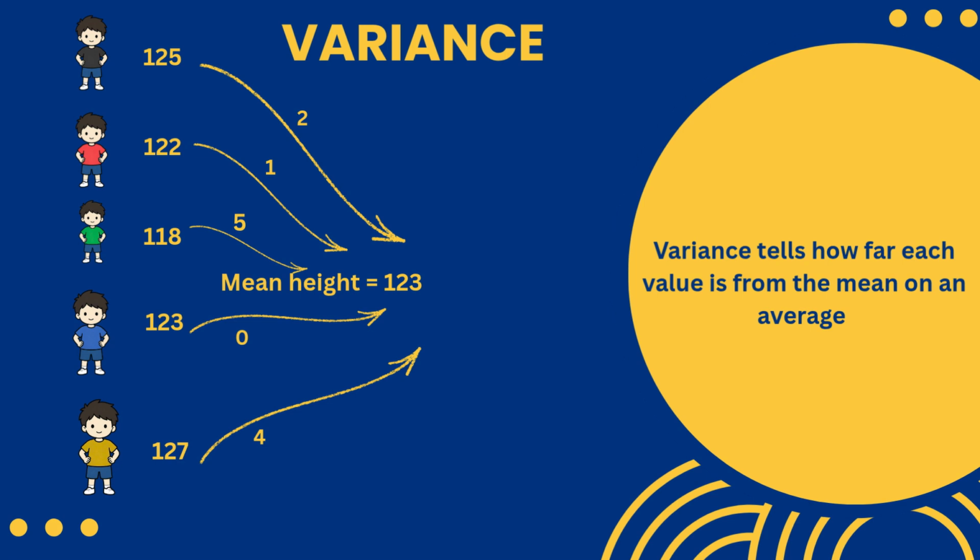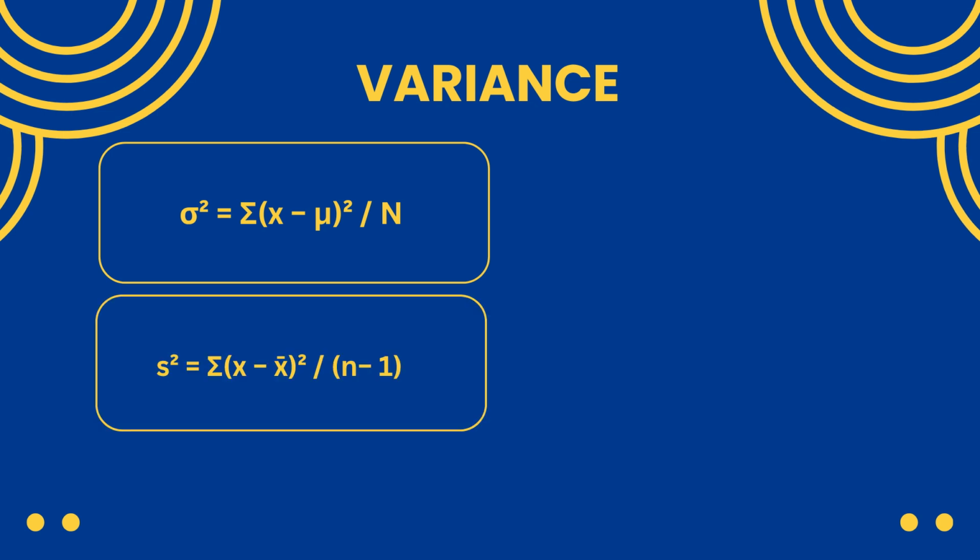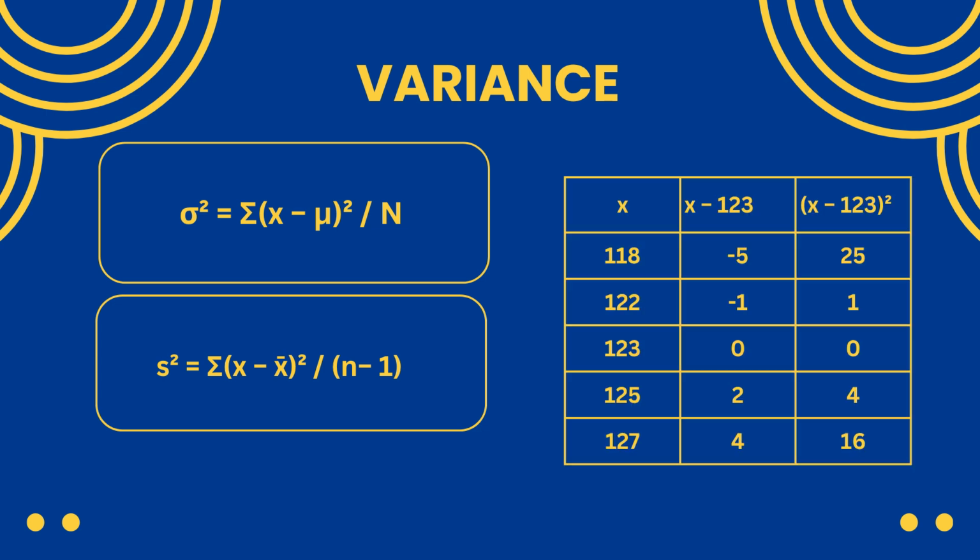Let us do the calculation of variance. The formula for population variance is given by sigma squared equals the sum of (x minus mu) squared, divided by n. And the formula for sample variance is given by s squared equals the sum of (x minus x bar) squared, divided by n minus 1. Now let us calculate the variance step by step using this table.